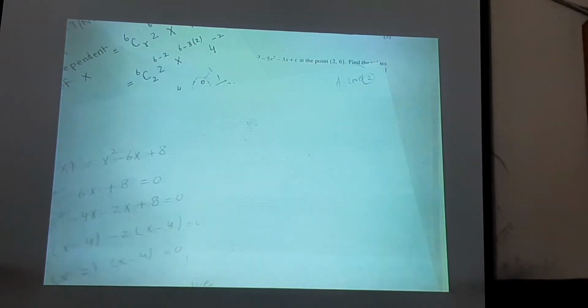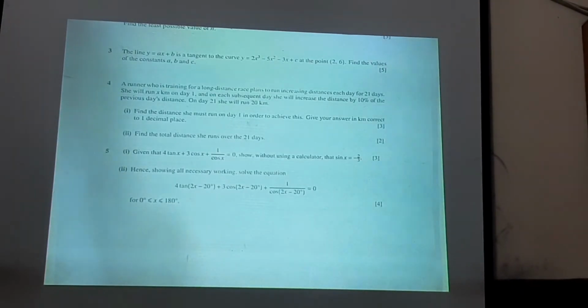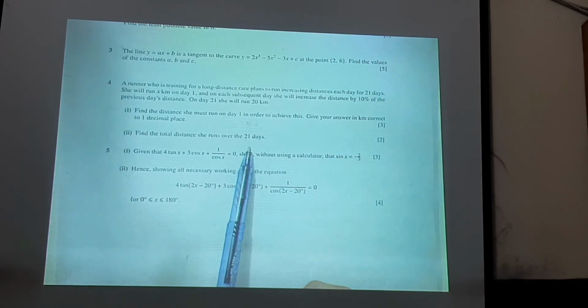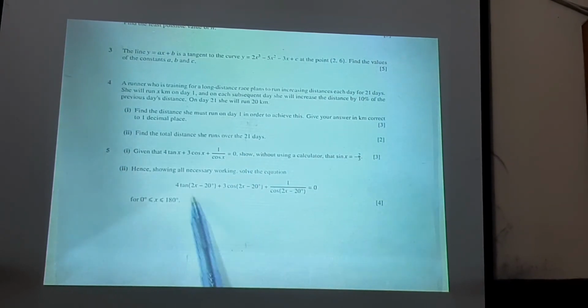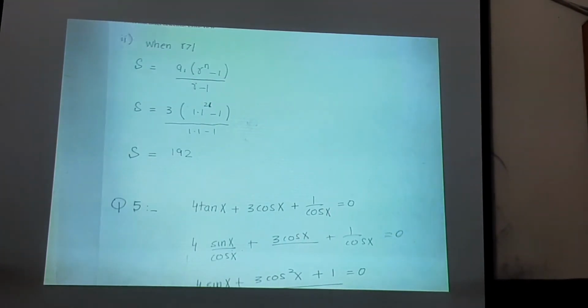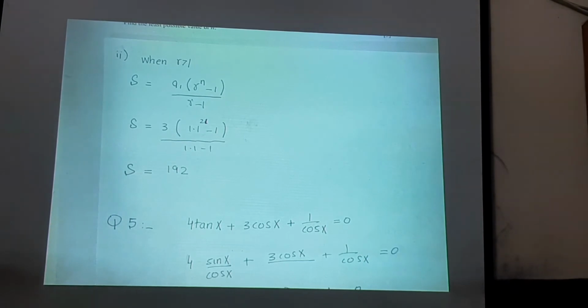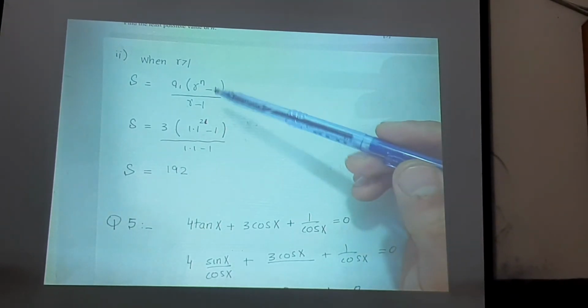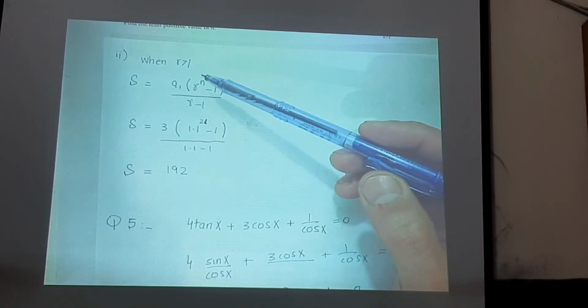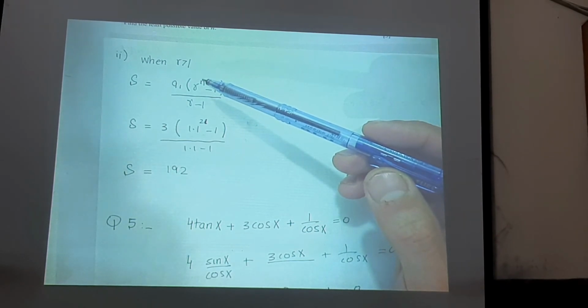Now in the second case they have asked you to find the total distance she runs over 21 days. Meaning you are going to add the total distance that the runner has covered by adding the distance of each day. So here we have two formulas for the sum of a geometric progression.